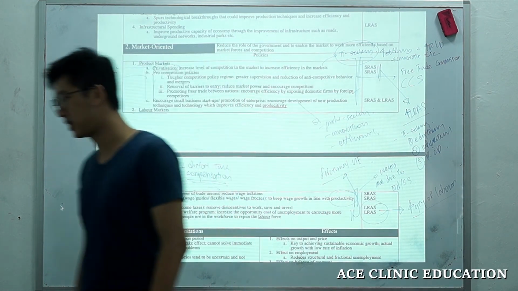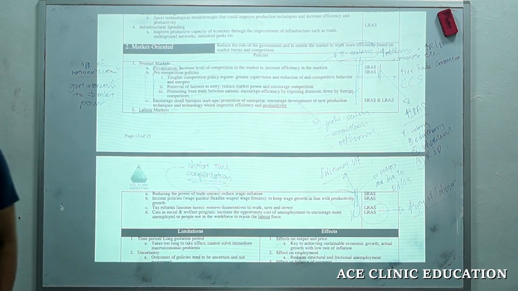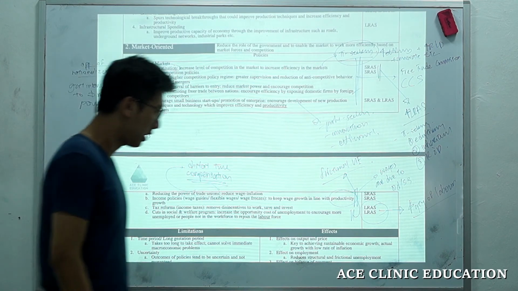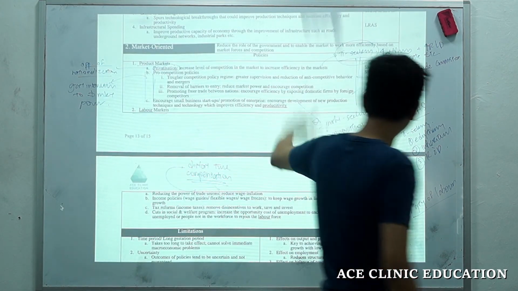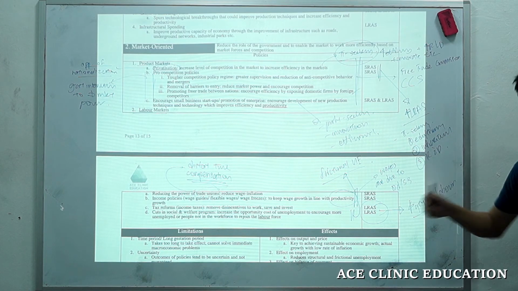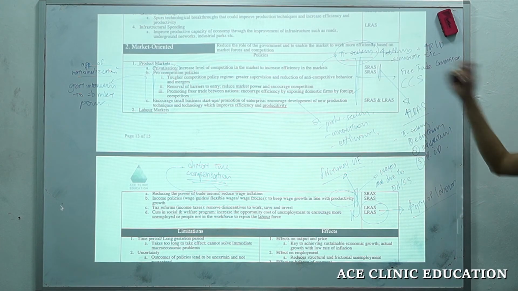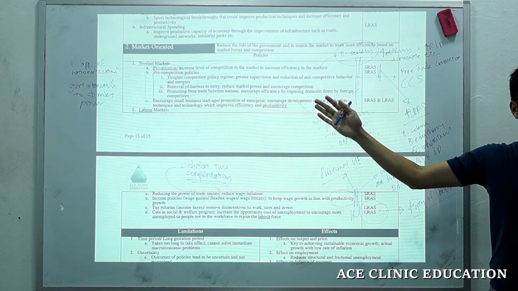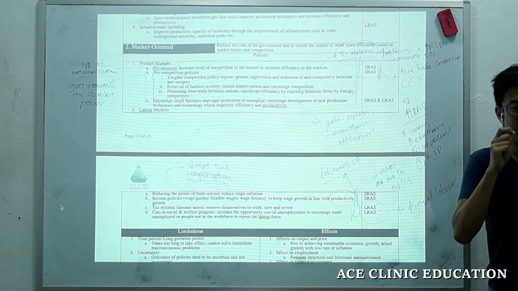Before I move on to limitations and effects, a couple of things. Number one, this list of market-oriented policies is far from encompassing. Because market-oriented policies is such a broad categorization, there's a lot of things that can potentially be market-oriented that I cannot put here. So why am I telling you this? For one very practical reason.